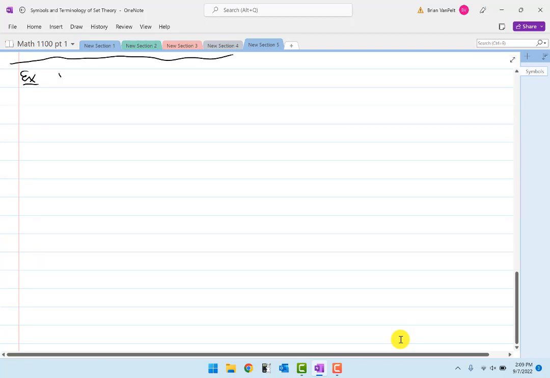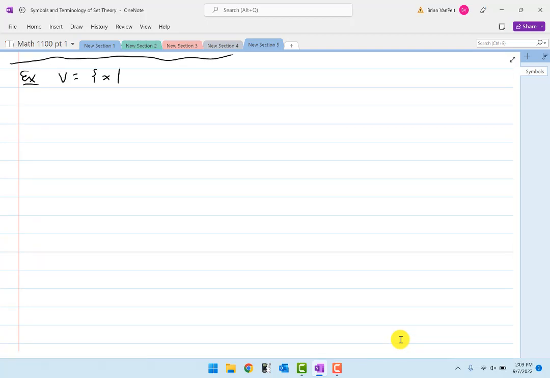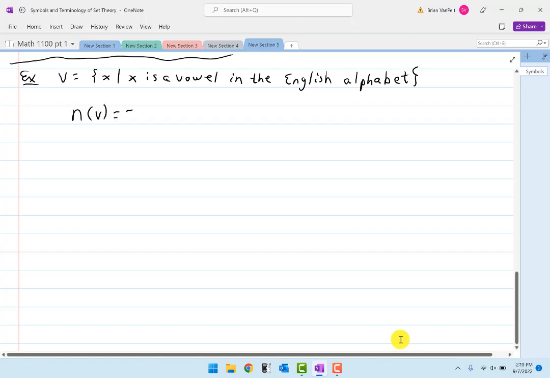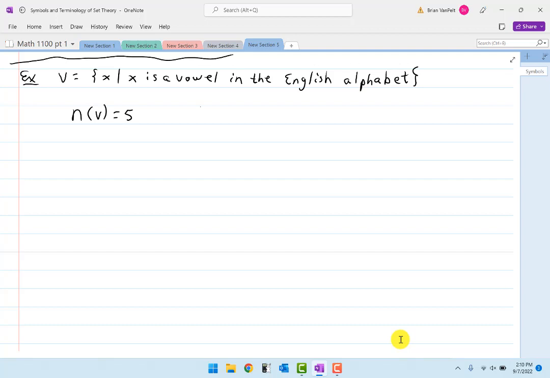Consider the following set. V equals X such that X is a vowel in the English alphabet. Then the size of V, the number of items in V, is equal to 5 because it's generally accepted that there are 5 vowels. That's why I called the set by the letter V. There are 5 vowels in the English alphabet. So they are A, E, I, O, and U. I'm not counting Y, even though some people try to do that sometimes.